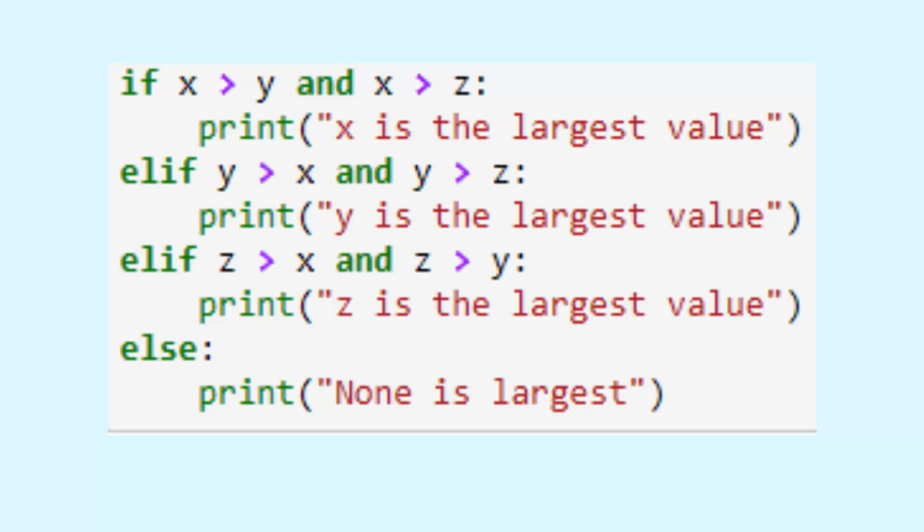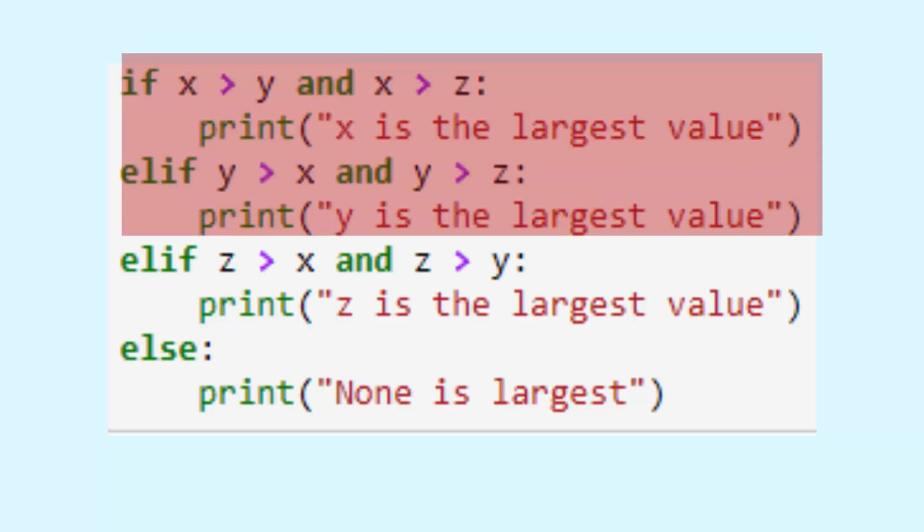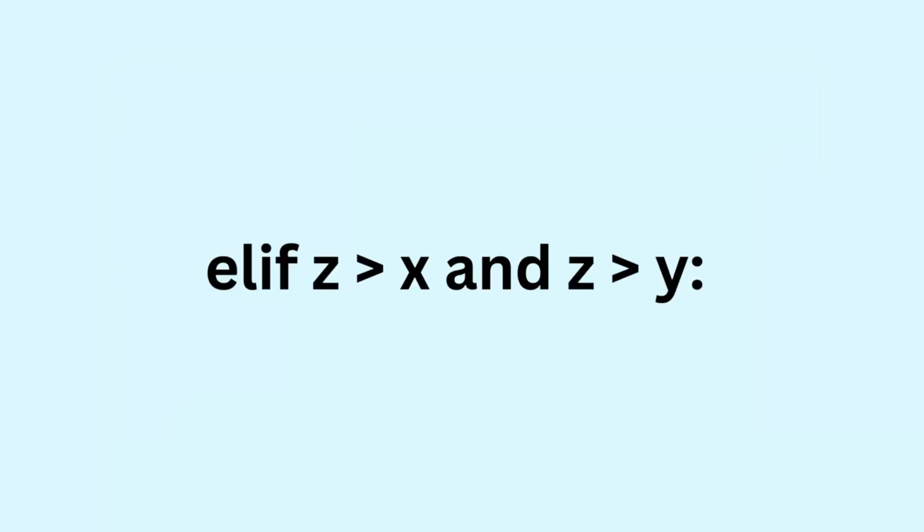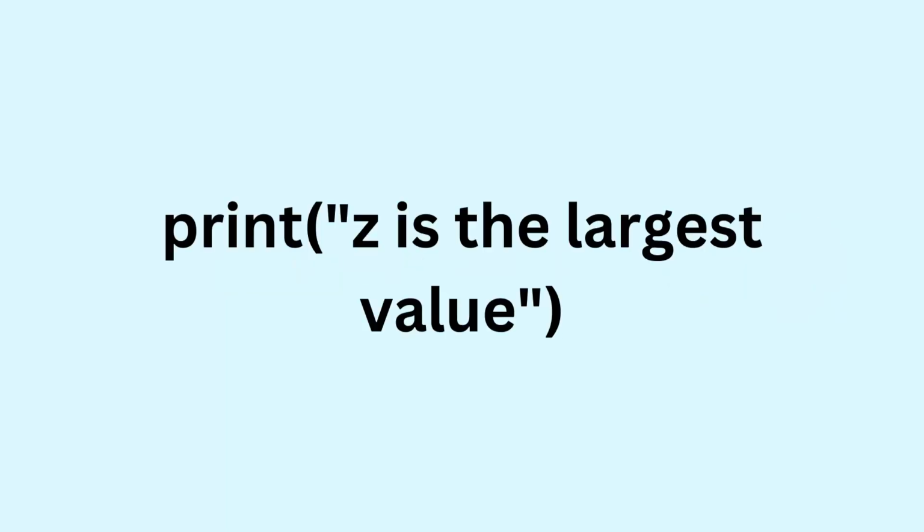If both the first and second conditions are not met, then the program moves to the third condition, "elif z > x and z > y". This checks if z is greater than both x and y. If this condition is true, z is the largest, and the program prints "z is the largest value".